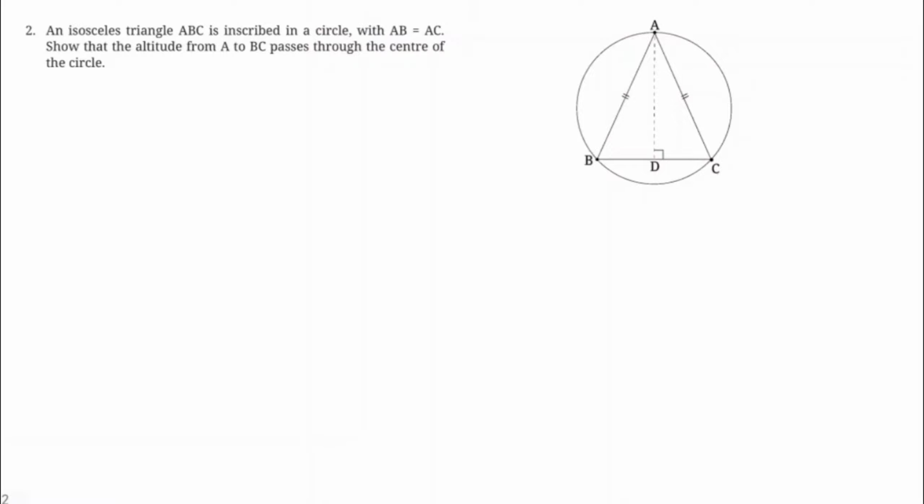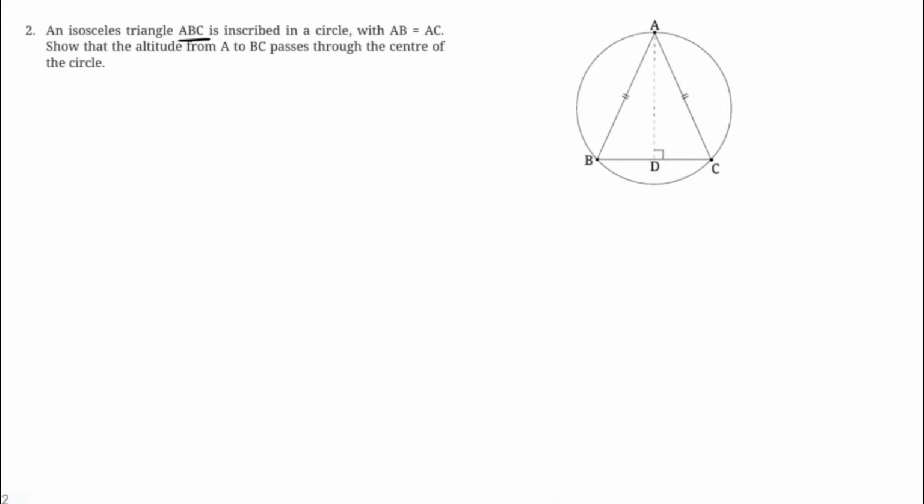Second problem: an isosceles triangle ABC is inscribed in a circle with AB equal to AC. Show that the altitude from A to BC passes through the center of the circle. We need to show that the altitude from A to BC passes through the center of the circle.